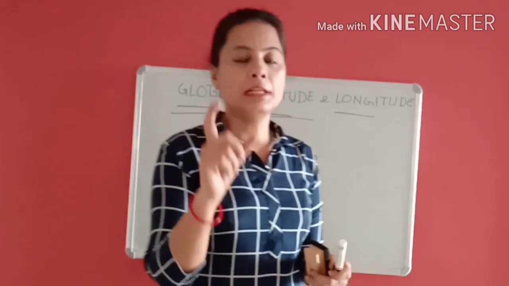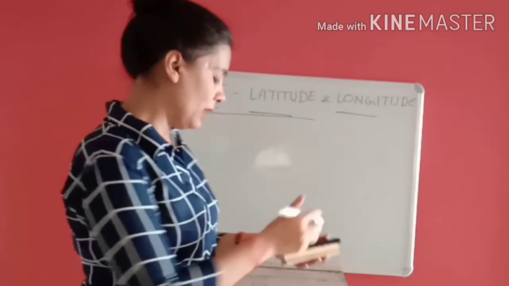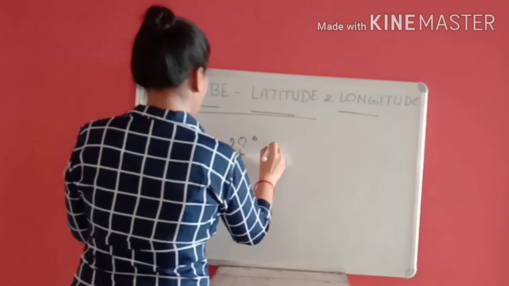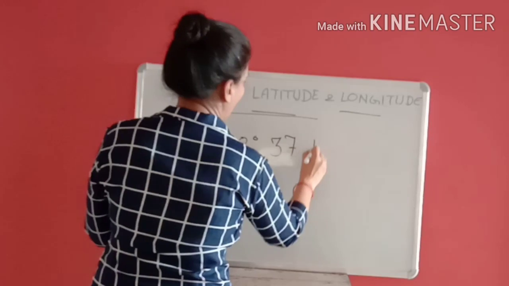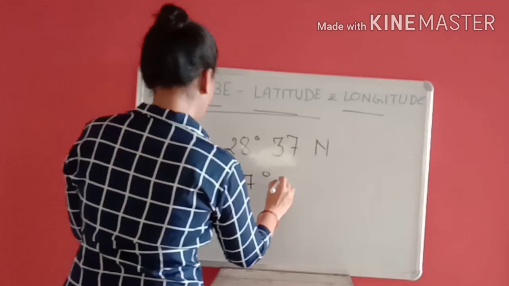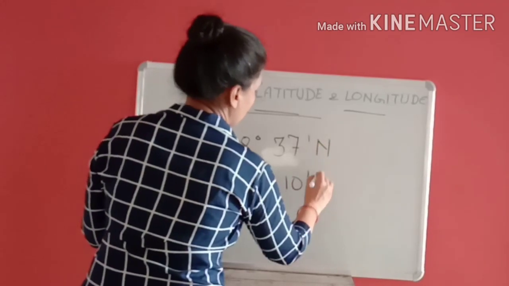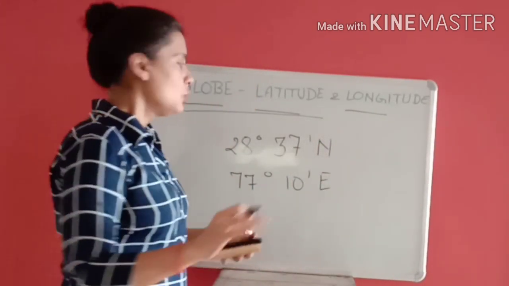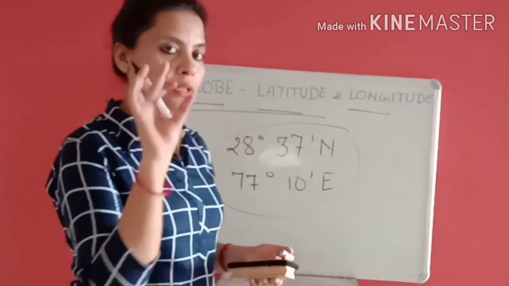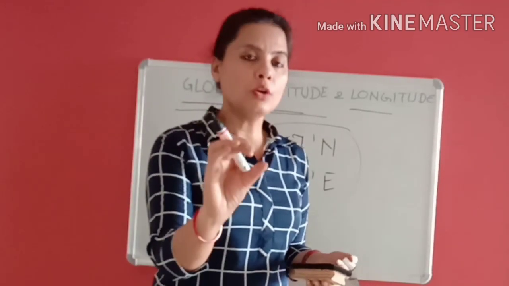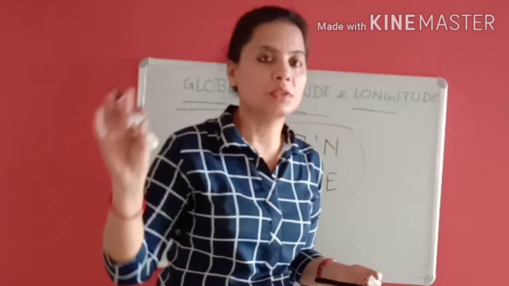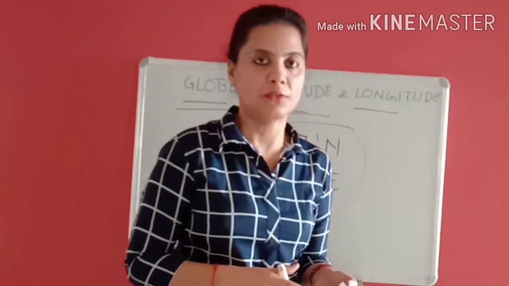For example, latitudinal and longitudinal extent of Delhi is 28 degree 37 minute north. This is the latitudinal extent of Delhi, and 77 degree 10 minute east is the longitudinal extent of Delhi. So it means this is the address of Delhi on the earth's surface. So you can say that latitude and longitude together give the unique identification to any place on the earth's surface, to locate any place on the earth's surface.